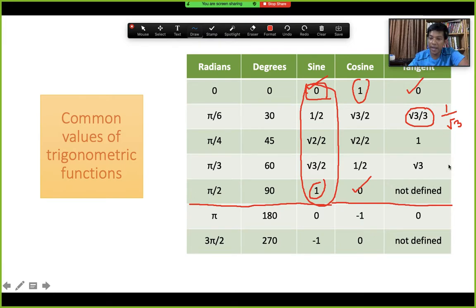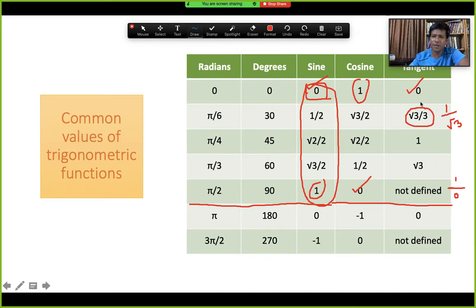The reason is tan is sine divided by cos. Okay, sine divided by cos. So sine 90 degree value is 1 and cos 90 degree value is 0. And anything divided by 0 means undefined. Okay, if you divide any number by 0, it doesn't make sense. That's why it is undefined.